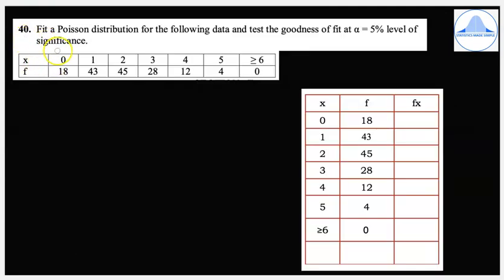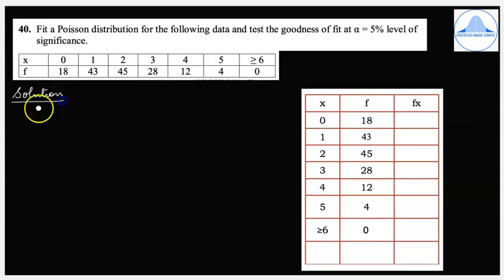40th question. Fit a Poisson distribution for the following data and test the goodness of fit at alpha equal to 5% level of significance. The x values are 0, 1, 2, 3, 4, 5 greater than or equal to 6. So please be careful here. And the corresponding frequencies are 18, 43, 45, 28, 12, 4 and 0. I have rewritten the given table again in a column format. Now let us start with the solution.